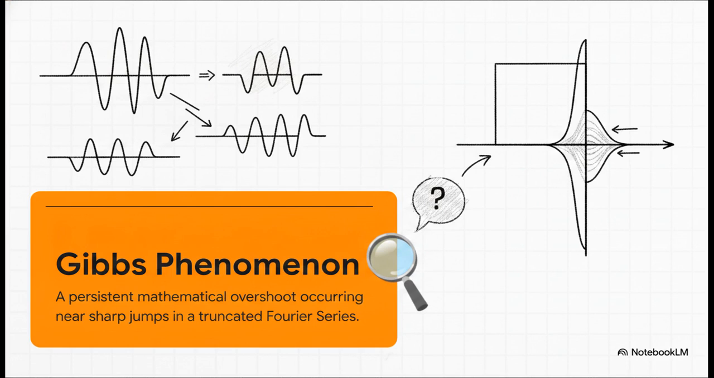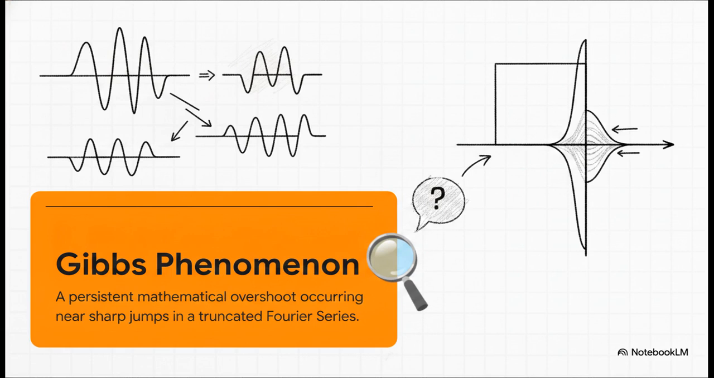Gibbs phenomenon. This is a persistent mathematical overshoot that happens near a sharp jump or a discontinuity in a signal. And live polls in the class frequently reveal a super common misconception here. Students naturally assume that if you just keep adding more and more harmonics, this little overshoot will eventually just disappear.